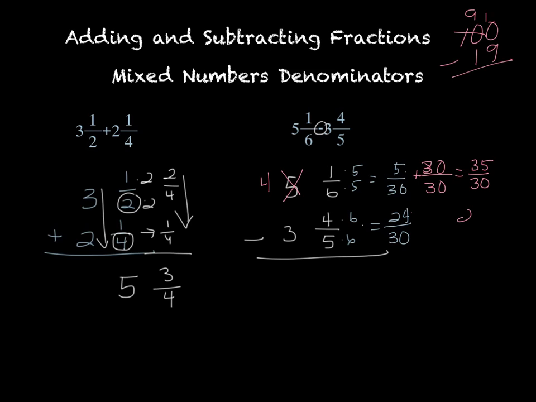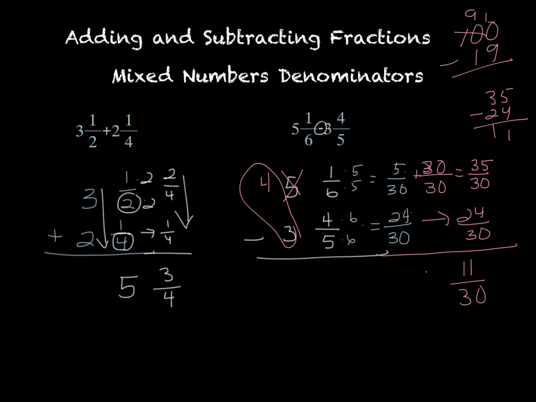Let's bring this 24 over 30 over here. Now we can do that. We can take 35 minus 24. That'll be 11. So 11/30. Now we come over here to our whole numbers. So 1 and 11/30.